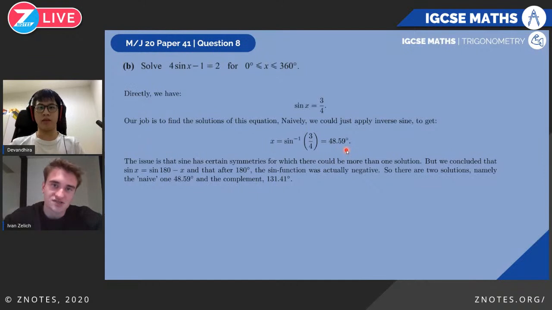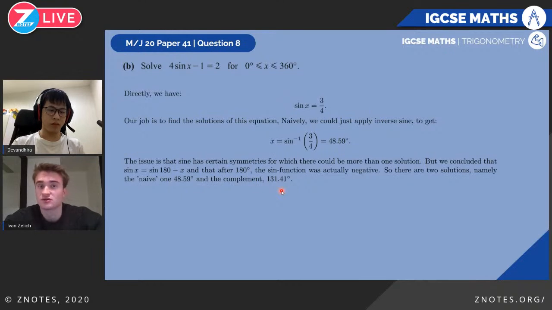However, we've just seen that there can be two solutions, and in particular, we know that sine of x equals sine of 180 minus x. So the complement is also a solution, i.e. 180 minus 48.59 is 131.41, and that's also another solution. And that's it. It is a bit tricky in some sense, but if you break it down into figuring out where sine is positive and negative, that can really help in figuring out where the solution should lie, and then just applying the symmetry laws that we have for sine.